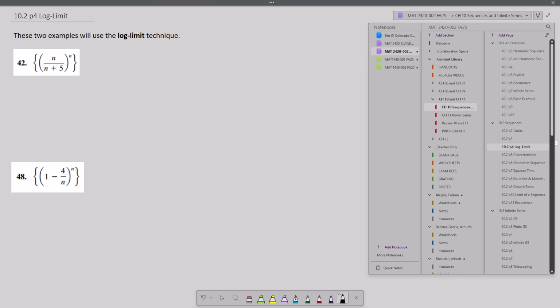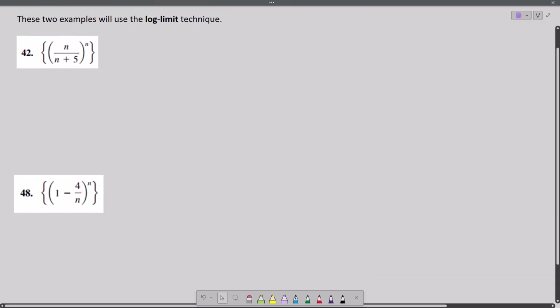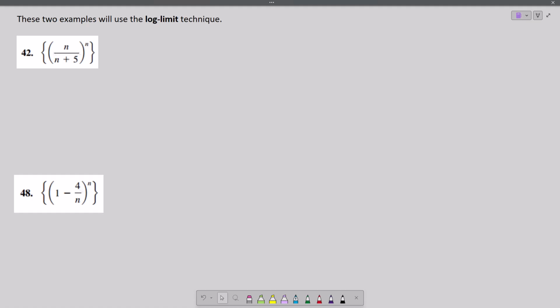Here is a technique that you all loved or maybe loathed in Calc 1, which is going to come back to you. Hopefully it's not something that's going to be too difficult, because it is something you did in Calc 1.